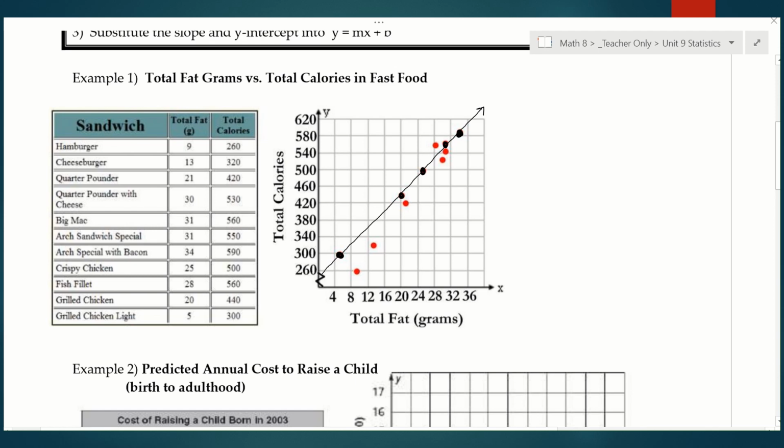Now, some of you might have chosen to go like this with your line for the same reason. Maybe you thought that was more towards the center.